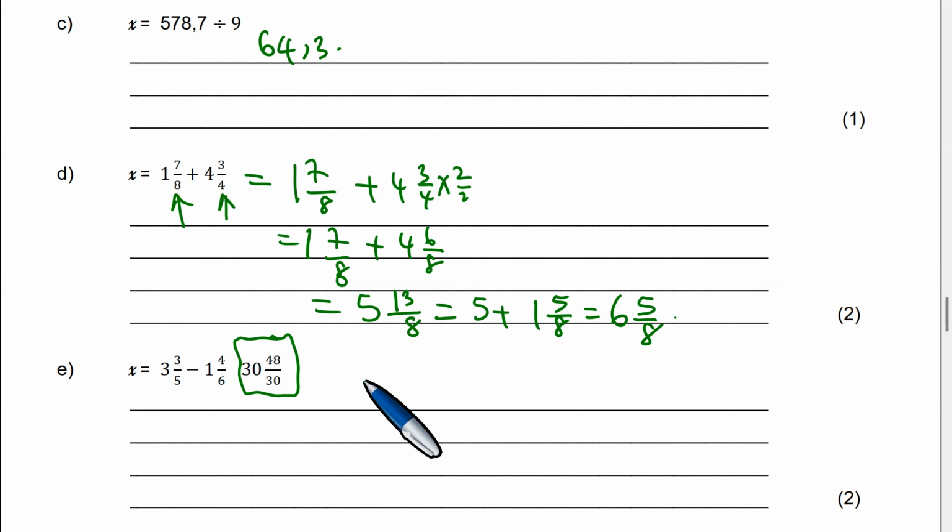Says it's 7 and 19 over 15. Please come again. Okay, let's check. First things first, this one is 5 and this one is 6. You must make them the same. So how can you make these two the same?